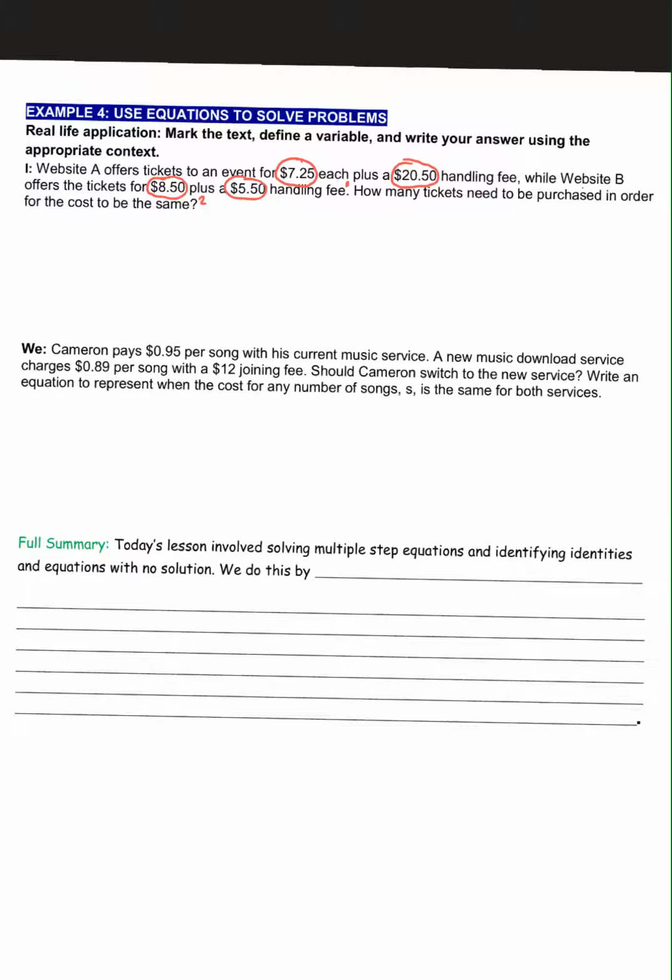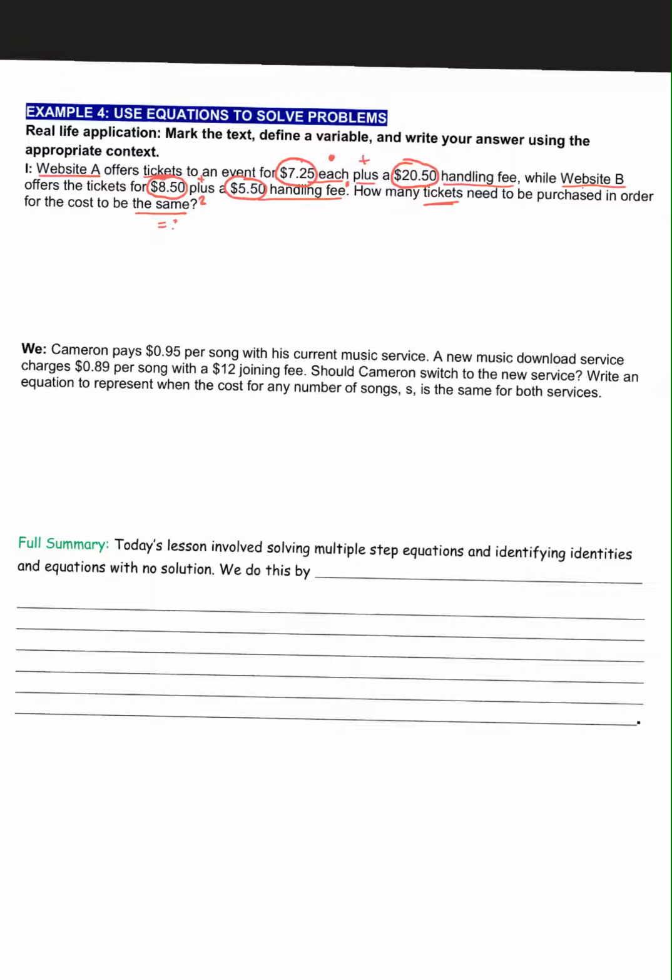All right. Now I'm going to go back and underline the who, what, when, and all important information. So I see website A, that's the first thing we're talking about. We're also talking about tickets. I see each means multiplication. I see plus, which means plus. And then a handling fee, that's kind of important. While website B, that's a different website, offers tickets for $8.50 plus a $5.50 handling fee. How many tickets, that's what we're talking about, need to be purchased in order for the cost to be the same? I'm going to underline the same because the same, I think it means equal, doesn't it?